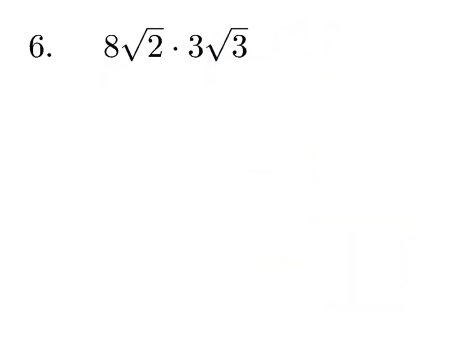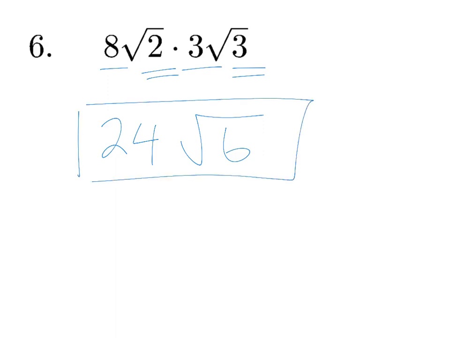For 6, I'm going to multiply the whole numbers. I get 24. I multiply the radicals, and I get square root of 6. And there's nothing else we could do here. We're done. All right, so it's 2 times 3. That's where you get the 6 from. Just want to clarify that.